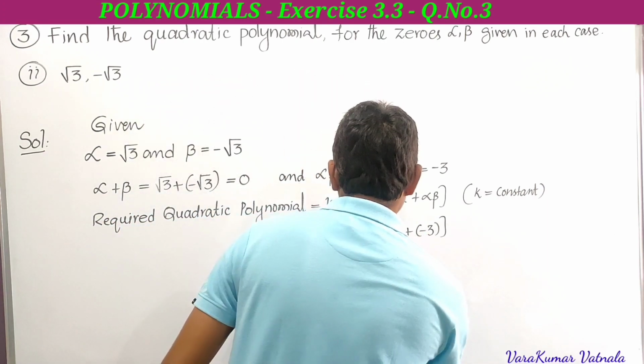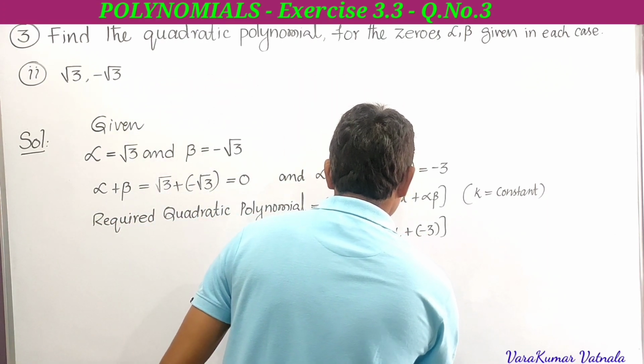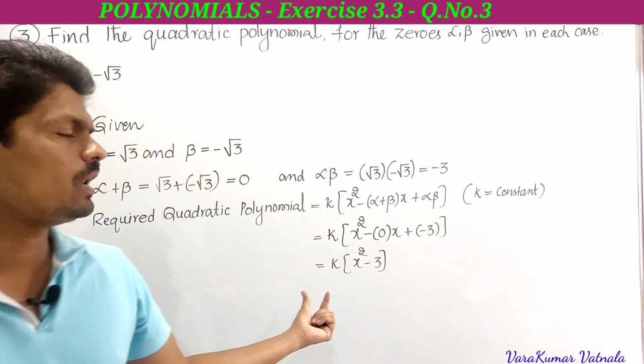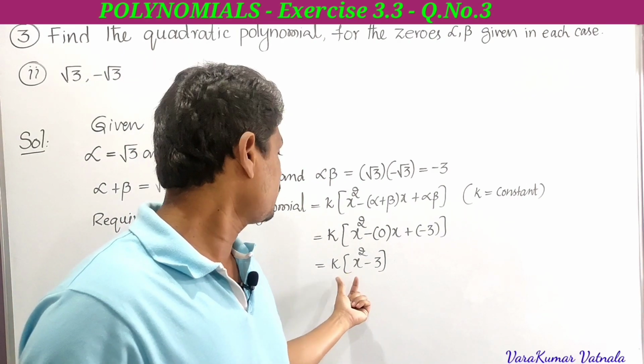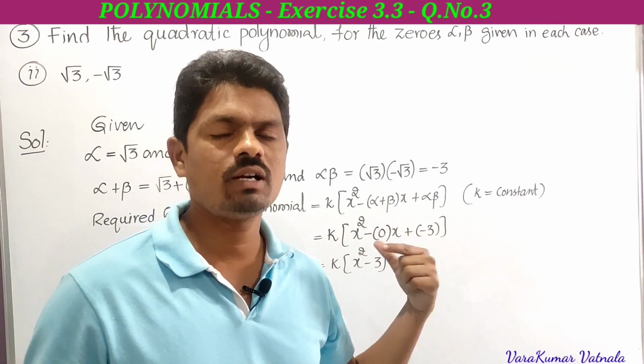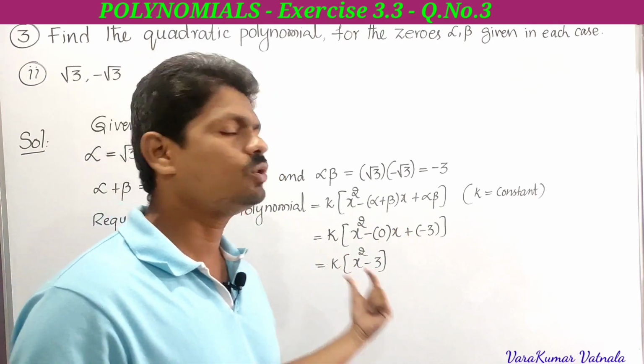Here plus into minus, minus 3. So this is the required quadratic polynomial k into x square minus 3. But we can get different quadratic polynomials for different values of k.